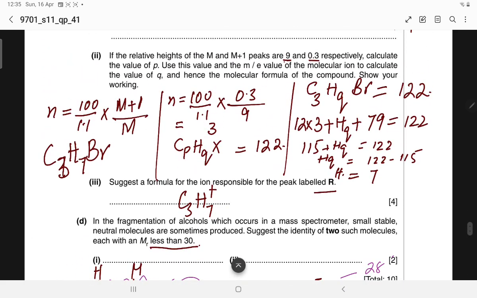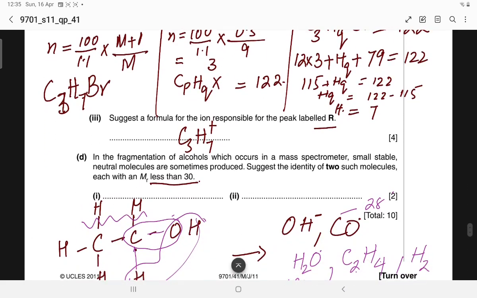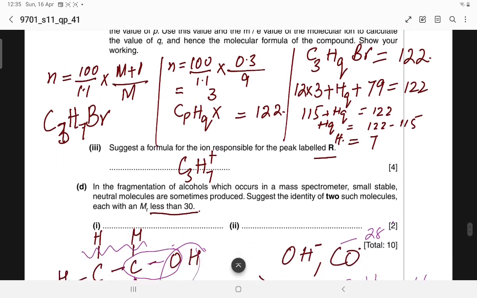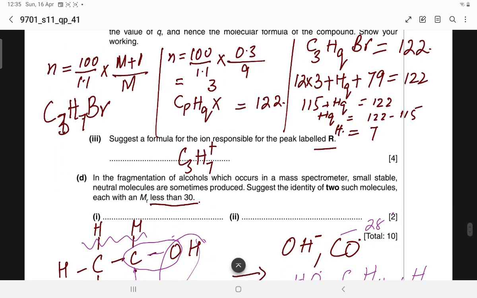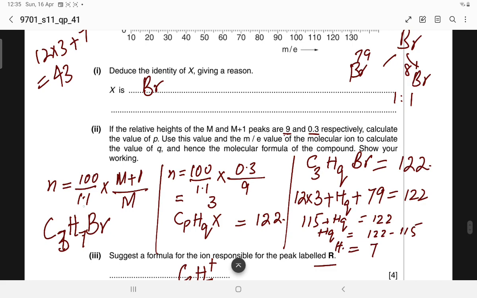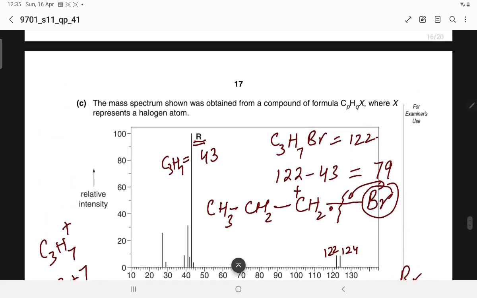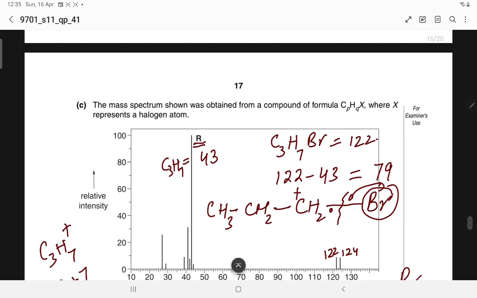Hopefully you will understand this topic, how to solve these questions, and how to use this formula to identify the number of carbon atoms in an unknown compound.